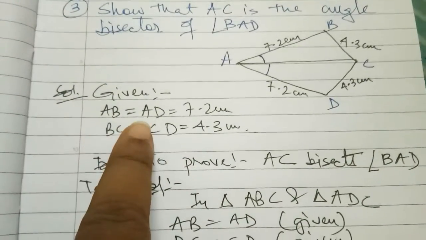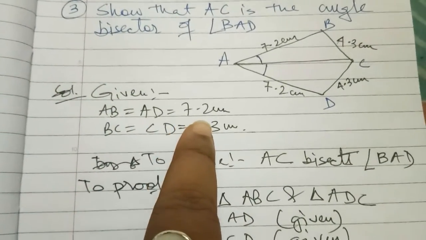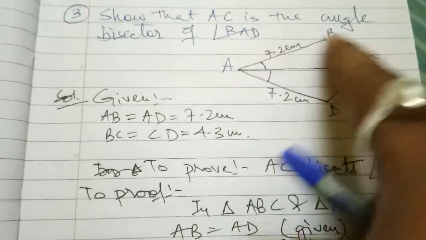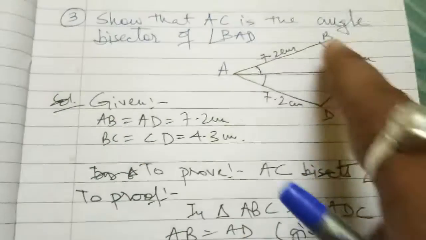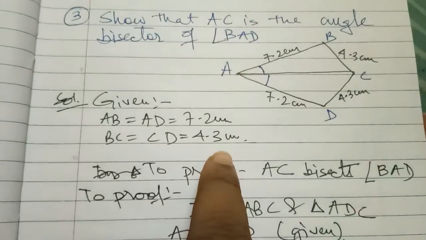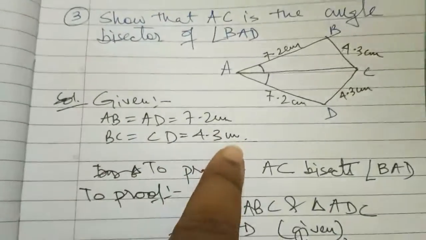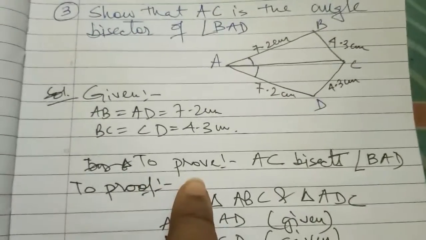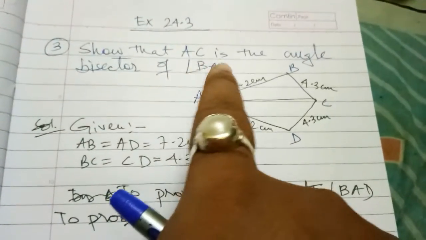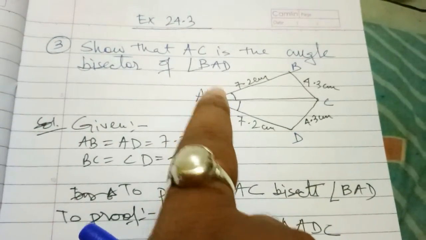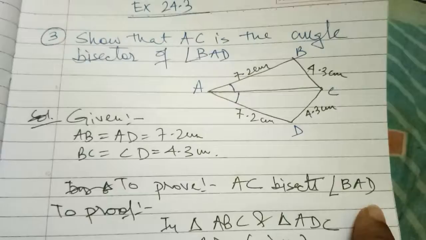Now from here AB equals AD, that is 7.2 centimeters given. BC equals CD, given as 4.3. You can say it is given in the question, in the figure only. Now to prove what they have given, to prove is given: AC is the angle bisector of angle BAD. That is, AC bisects angle BAD.